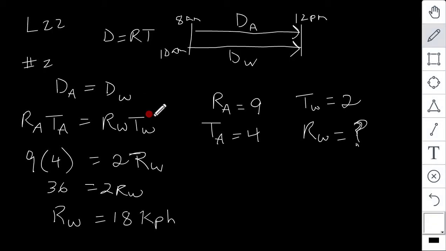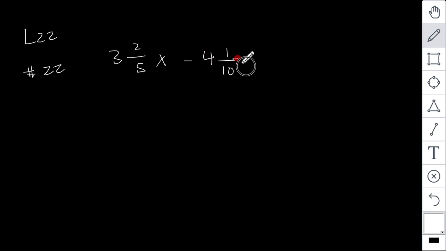Okay, and the second one is number 22, which is a fractional equation. This one just tells me silly mistake. So lesson 22, number 22: 3 and 2/5 x minus 4 and 1/10 x equals 2 and 1/4. The first thing you want to do is make these into improper fractions. The verb I made up for that is impropertize.